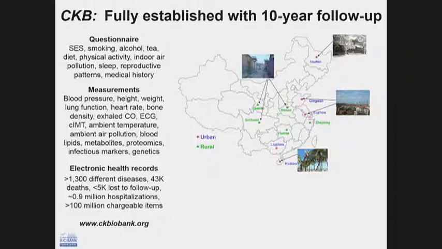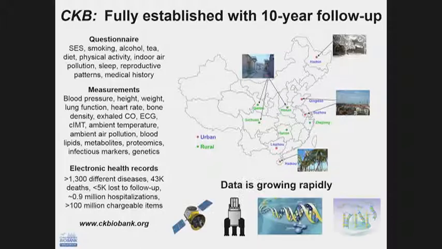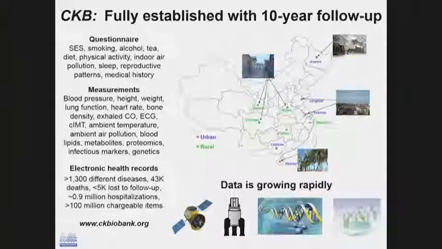We've also genotyped 100,000, but the plan is to genotype all 500,000, potentially whole-sequence all 500,000. I think the data is still growing quite rapidly through assays, but also through linkage including NASA satellite data, which we're doing, and the various assays. In terms of follow-up, we have captured over 1,300 different disease types. This is ICD-10 first 3 digits.